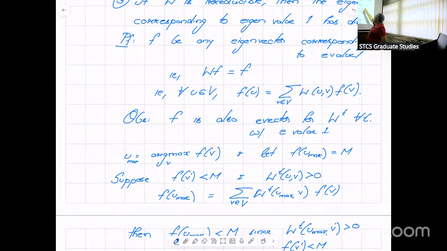Suppose there is some F(V prime) less than M. Then W^T(U,V prime) is greater than 0 for some T, which is actually a function of this V prime. Let's look at this equation for that T. Even in that T, one quantity here is less than M. This is an averaging of several quantities. Even if one quantity is less than M, that quantity will have to be less than M, because this is an averaging going on at that step.